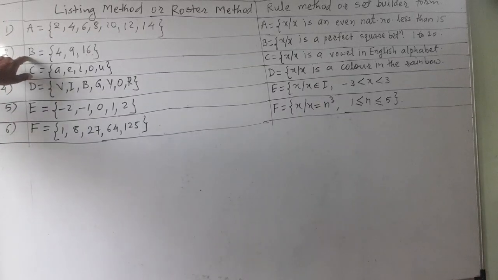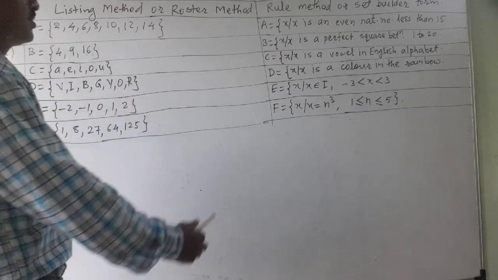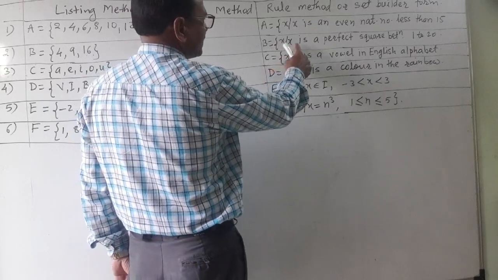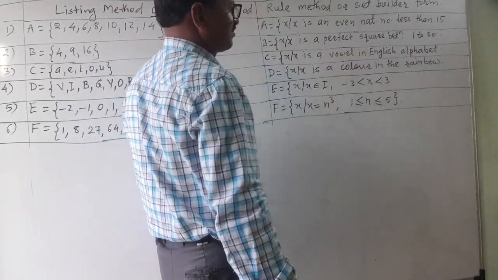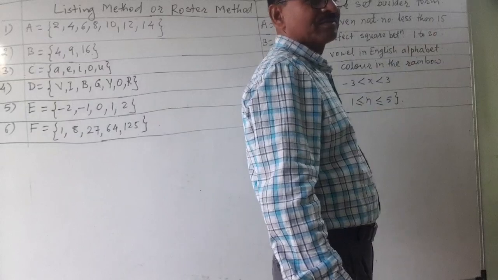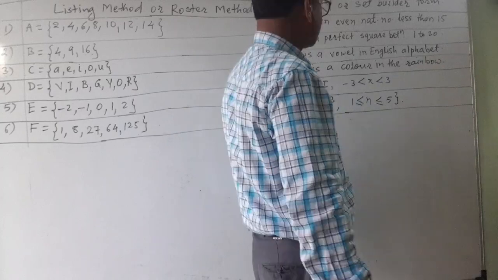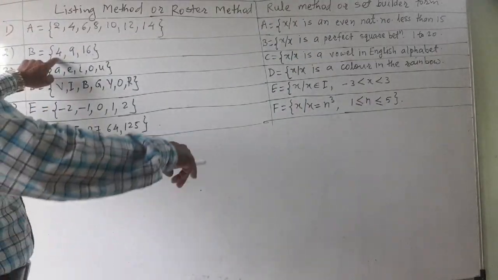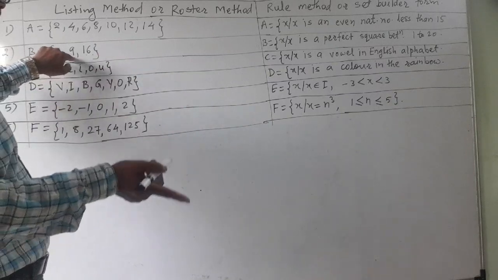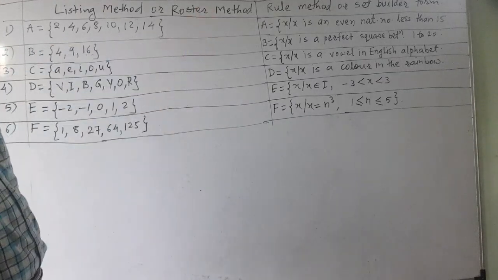Now B, 4, 9, 16. These are the squares of the numbers. So how to read? B is a set of all x such that x is a perfect square number between 1 to 20. Between 1 to 20 means not 1. Above that, see this, above 1 is 2 square, 3 square and 4 square. Means it is a perfect square number between 1 to 20.